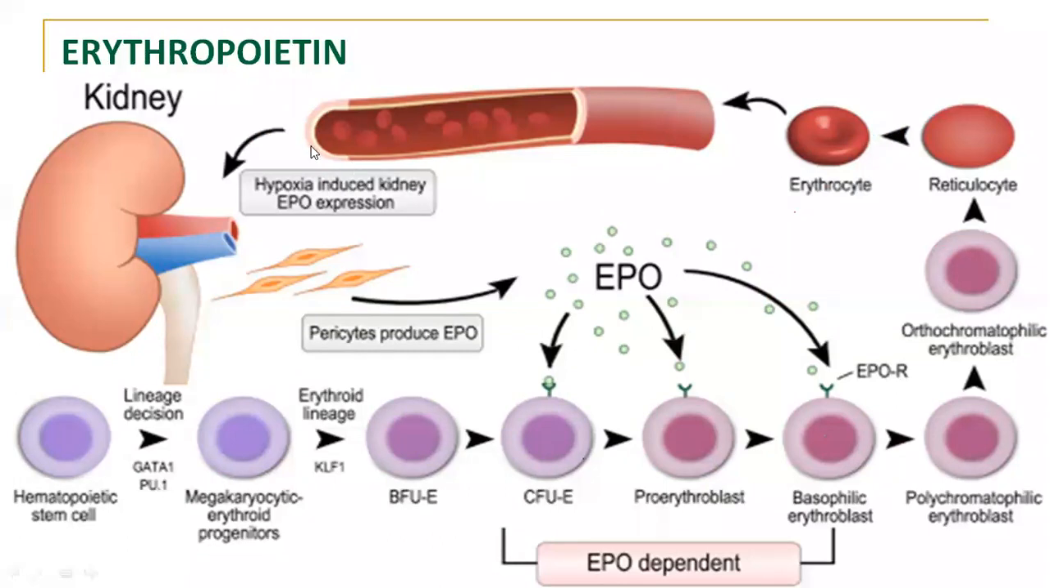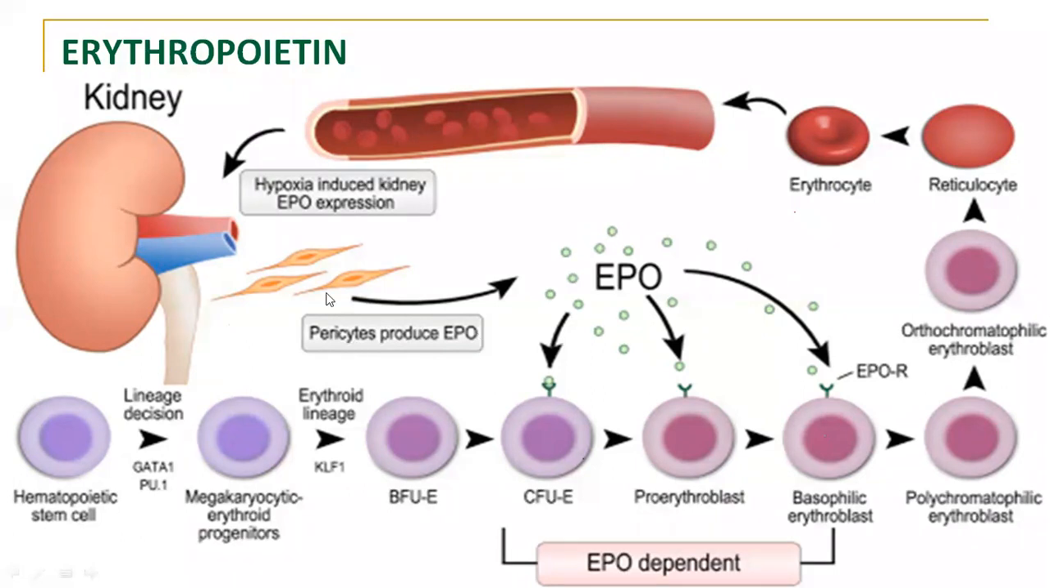Okay, so it's the same process here. You have the kidneys, peritubular capillaries. When there's hypoxia, it is going to induce the kidney to produce erythropoietin. So you can see now the peritubular capillaries, they are going to produce a lot of erythropoietin. You have pericytes. The pericytes are the ones that are responsible for production of erythropoietin.